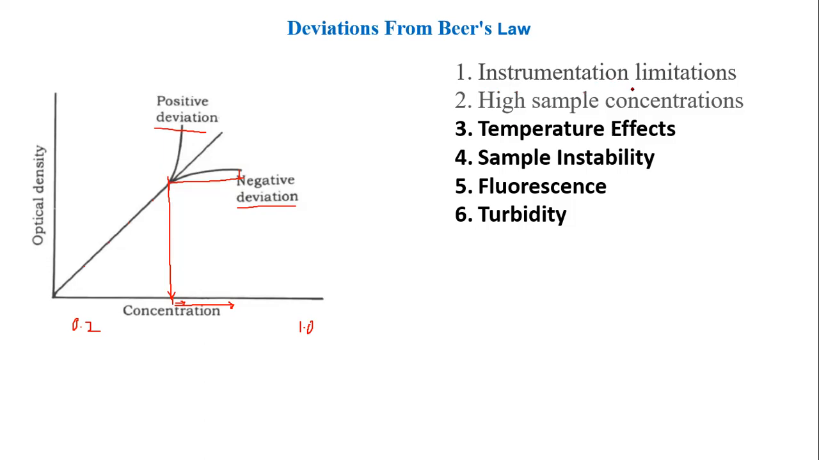If there is a voltage fluctuation going on in your area, then even the blank will no longer be 0. So you'll have to adjust the blank to 0 every time.